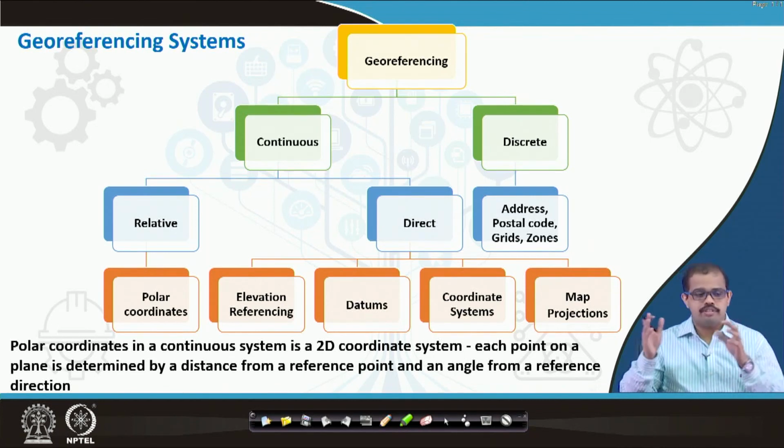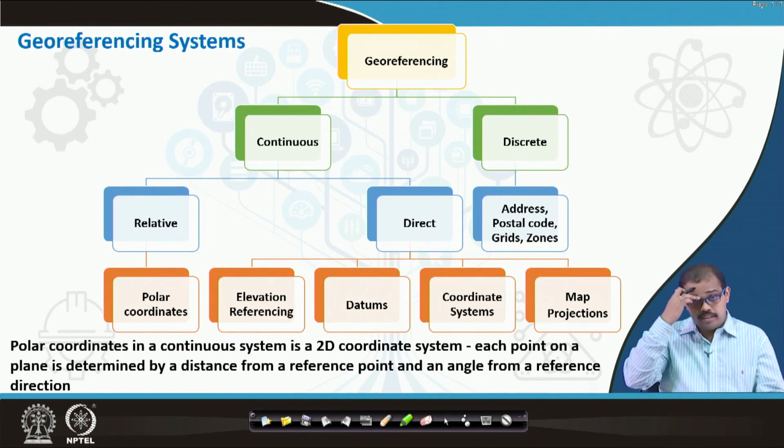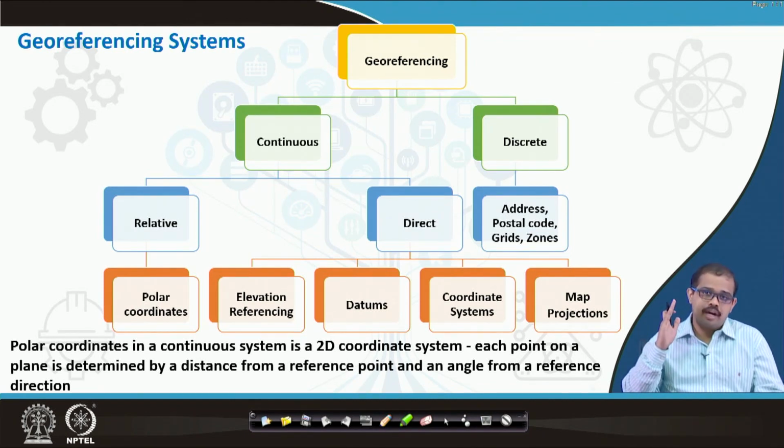When you look at continuous, you have two types, relative and direct. And when you look at direct, we have elevation referencing, datums, coordinates, and map projections. So all of these things have to be looked at. So you have to be extremely careful when you are handling all of these systems.